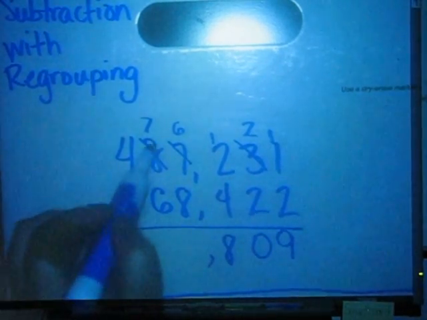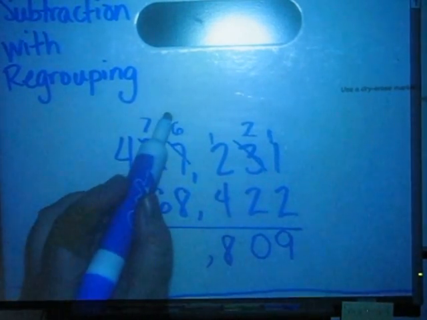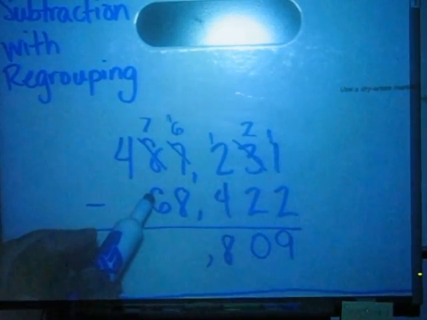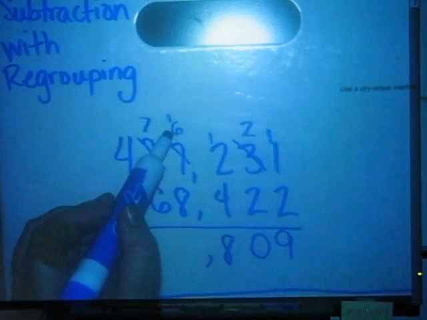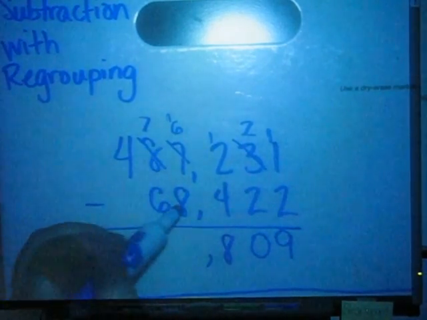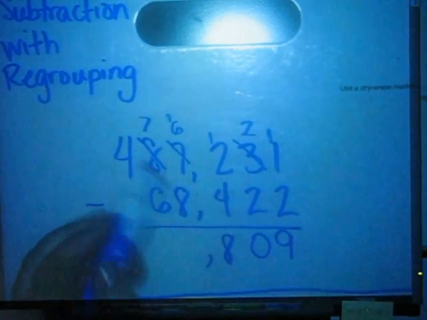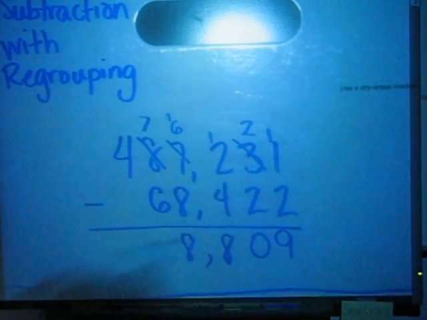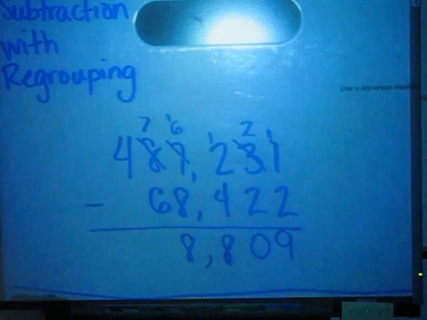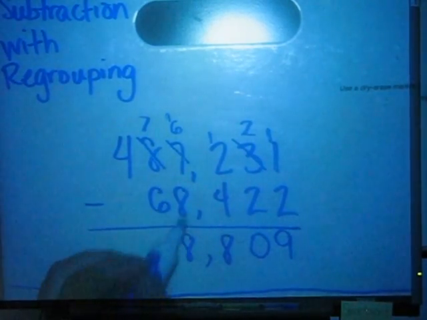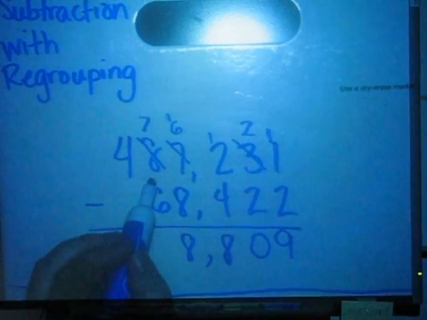The one that I borrowed from the 8 goes where? Next to the 6. Now this number is 16. That's 16 minus 8. 16 minus 8 is 8. So now this column is done, and I'm ready to move on to the 10,000s place.